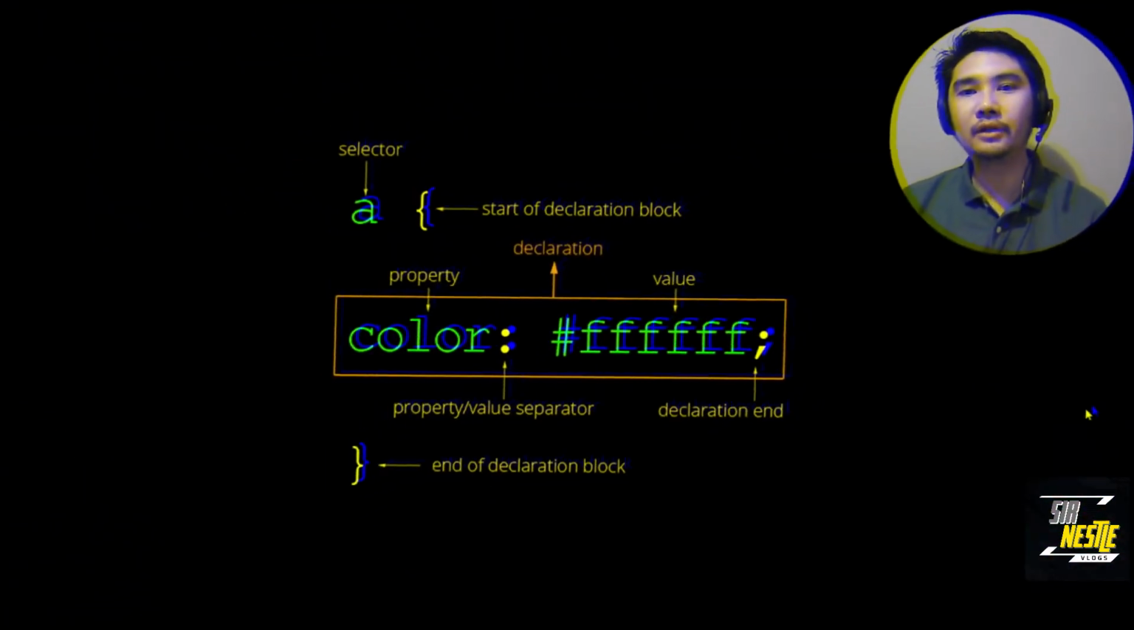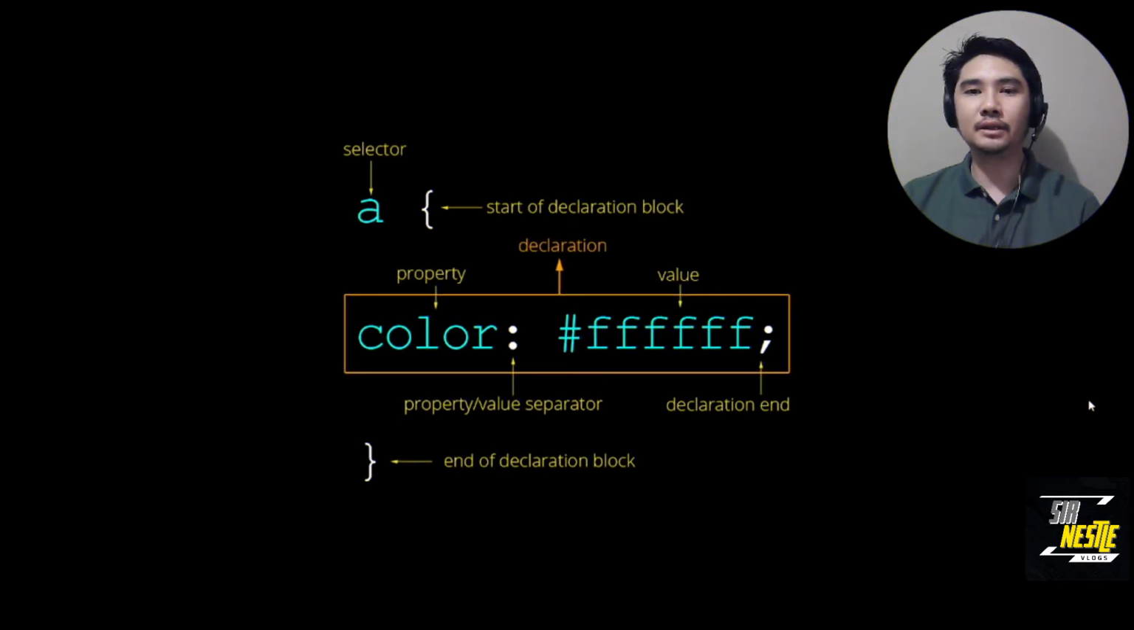Class. Our activity for today is about cascading style sheet. So before we proceed with how to integrate cascading style sheet to our HTML web page, I'm going to first discuss the different parts of a style sheet. The first part of the style sheet is a selector.